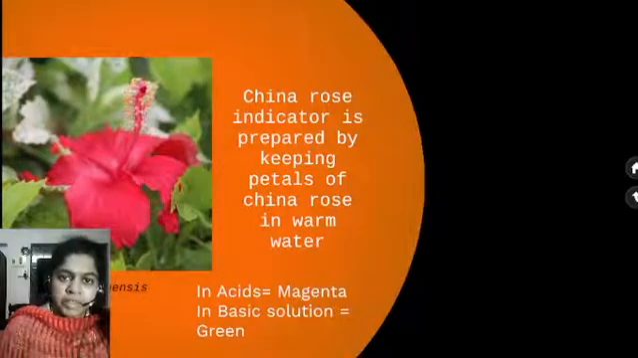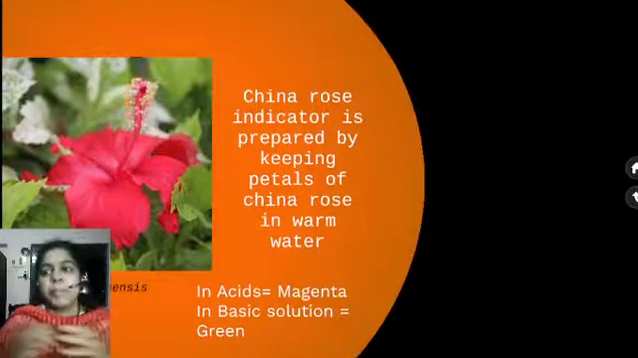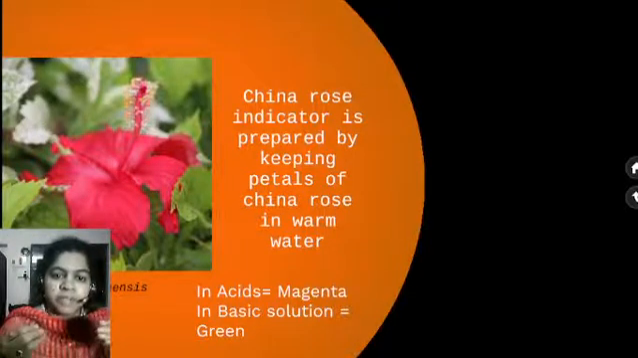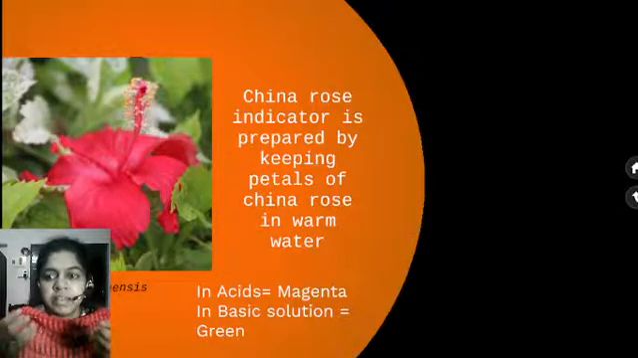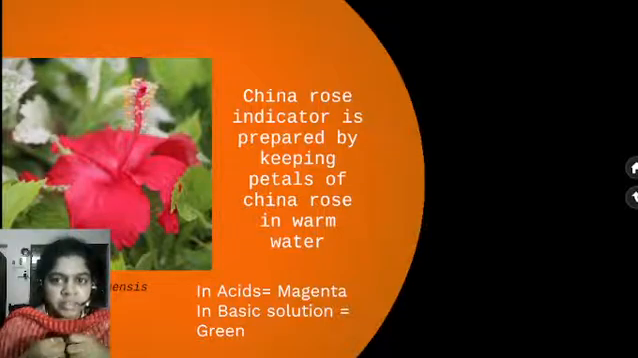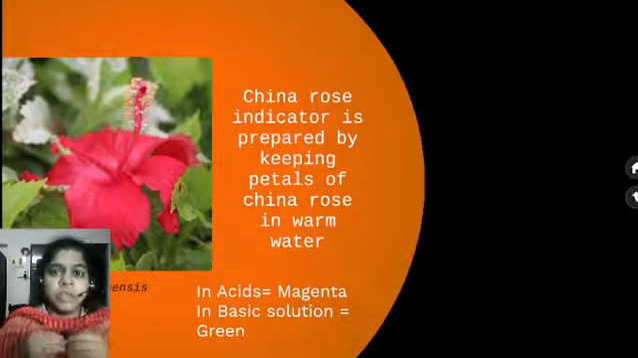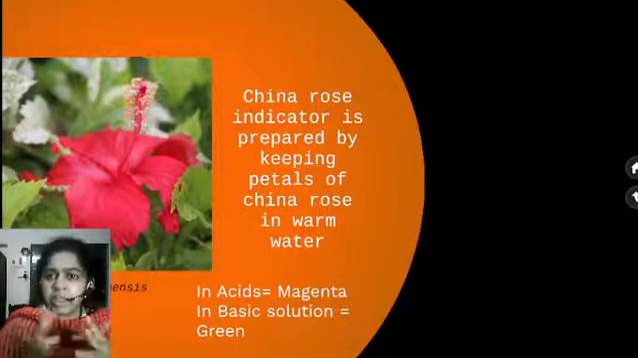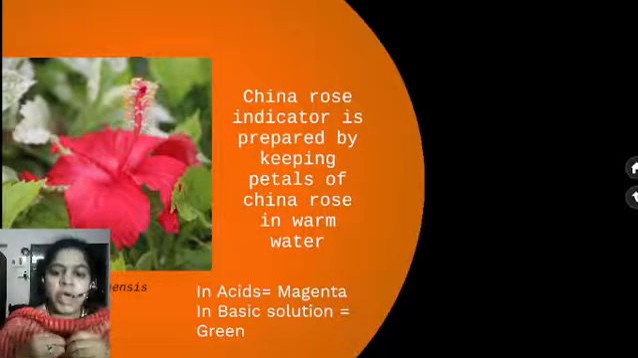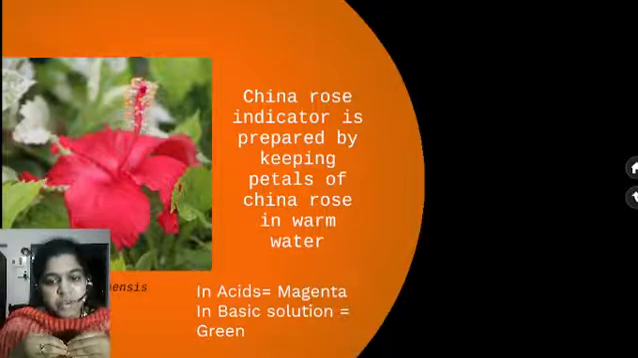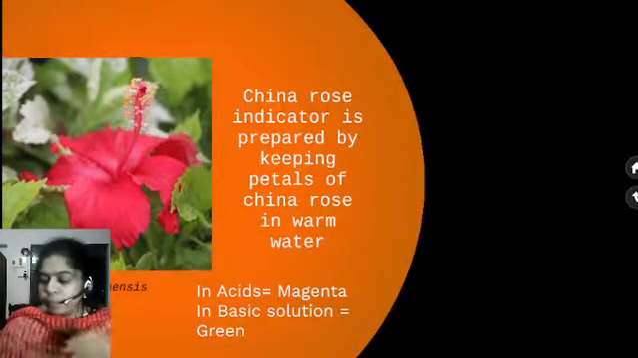Next example is the hibiscus, which we call China rose. It is prepared by keeping the petals of that flower in warm water for some time, then removing the petals. The obtained solution we will call China rose indicator or hibiscus indicator. We can use this for testing a solution as acid or base. If we add this indicator to acids, it will give magenta color. If it reacts with a basic solution, it will give a green color.